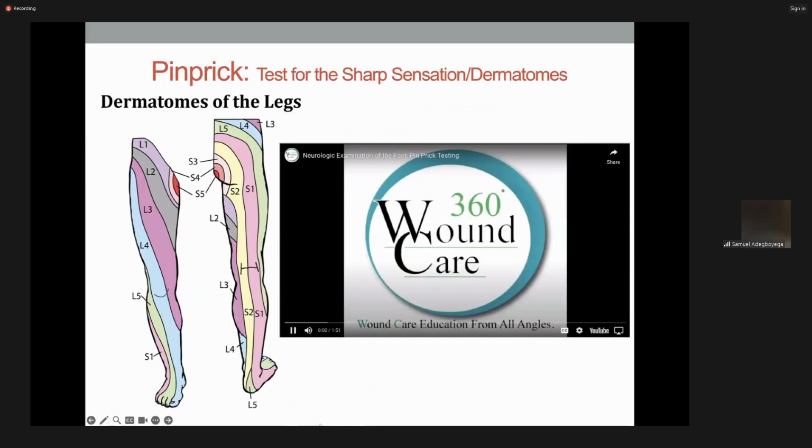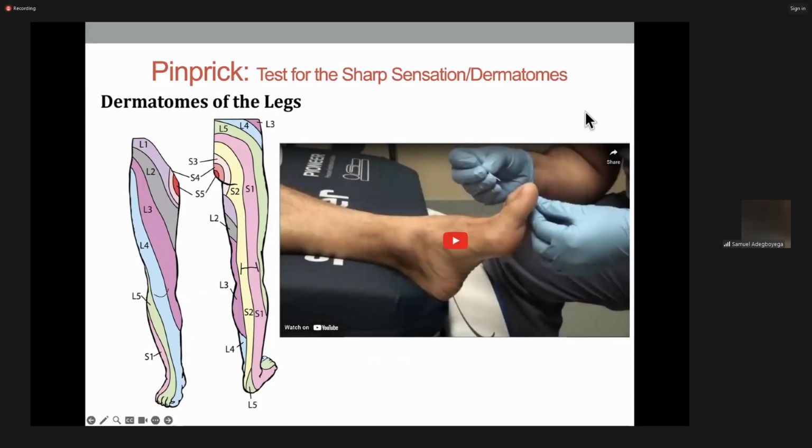Okay, pinprick test. The pinprick test is pretty much testing for large fiber neuropathy, but specifically tests for dermatomes. So you have to know your dermatomes. L4 is your big toe, your L5 is digits 2 to 4, and your S1 is your pinky toe.